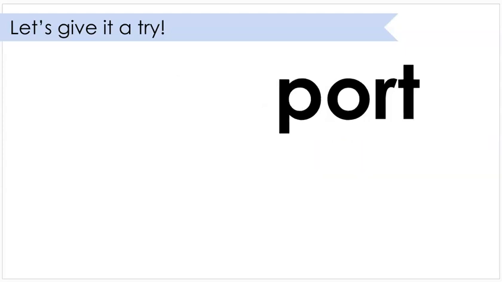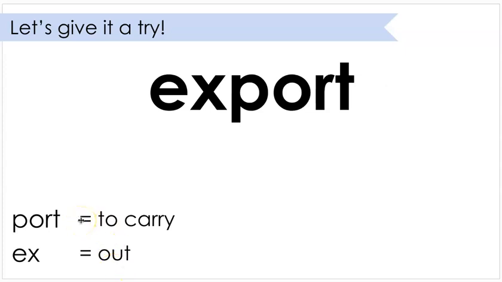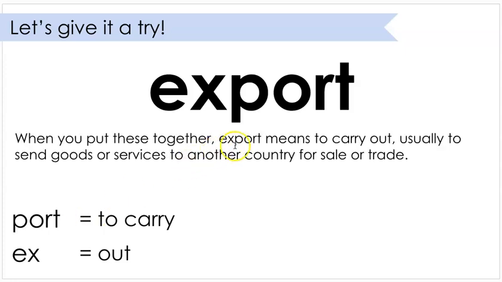And third, we're still looking at the root word port, and we're going to add the prefix ex. Now, again, port still means to carry. Ex means out. So, of course, if we add those, I'm sure you can already figure out what the new word's going to be. We have the word export. And when you put these together, export means to carry out. Usually we're sending goods or services to another country for sale or trade. That's usually how we talk about it when we use the word export.